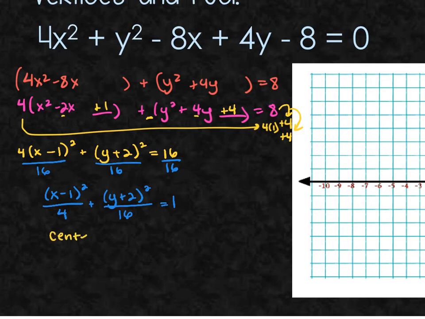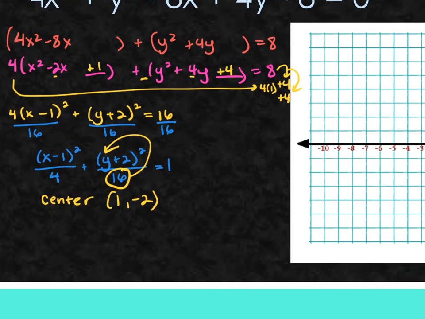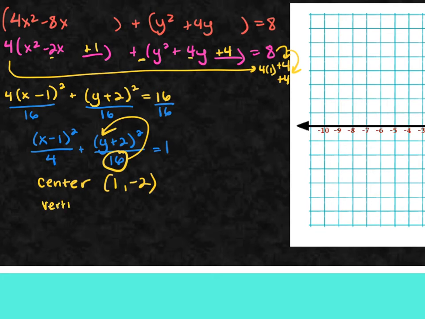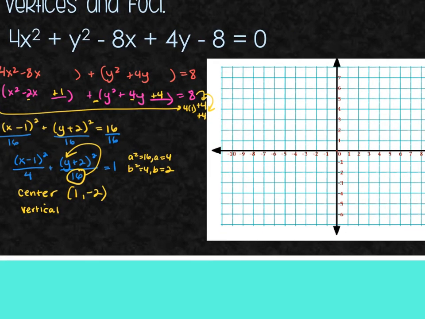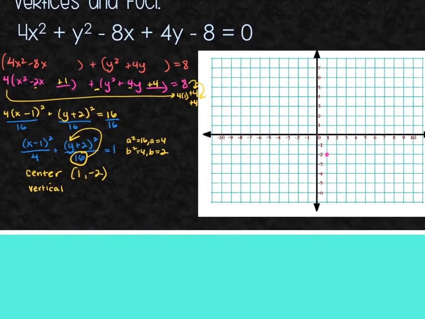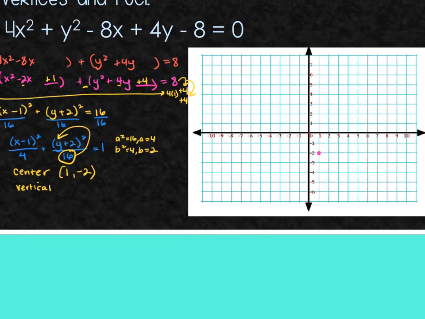My center is (1, negative 2). A squared is under the y this time, so it's vertical. A squared equals 16, so A is 4. B squared is 4, so B is 2. So start with your center being (1, negative 2). Count up and down the A this time because it's vertical. So 1, 2, 3, 4. 1, 2, 3, 4. And right and left the B. 1, 2, 1, 2. There's my ellipse.